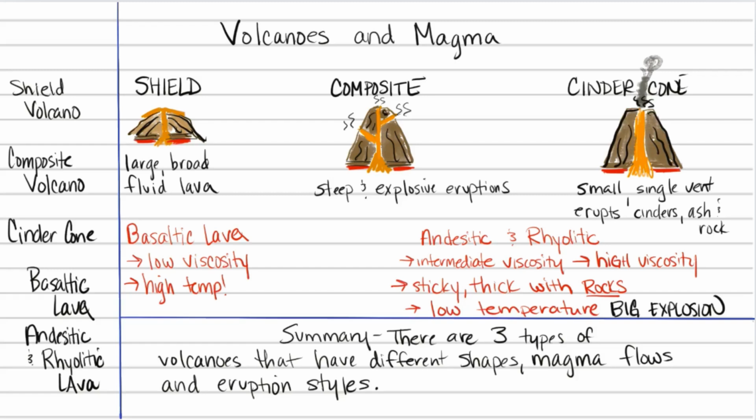In summary, there are three types of volcanoes that have very different shapes, magma flows, and eruption styles. The shield, which is large, low viscosity lava, high temperature, then composite, which are the steep and very explosive, the cinder cone, which are small, single vent, and moderately intense eruptions. Those two, composite and cinder cone, characterized by the andesitic and rhyolitic lava, which is thick, sticky, full of rocks, and high pressure. These are our explosive volcanoes.